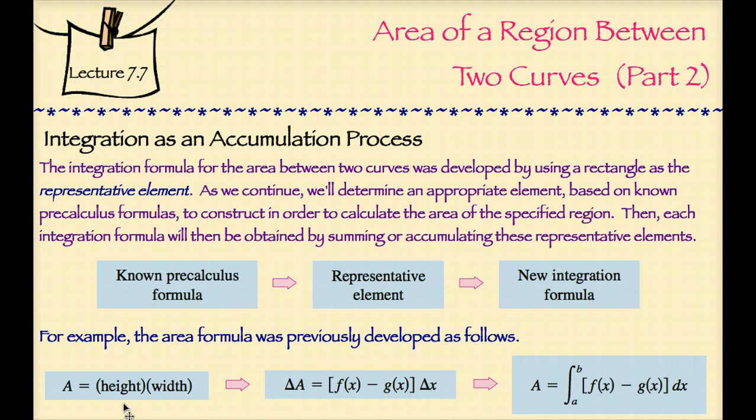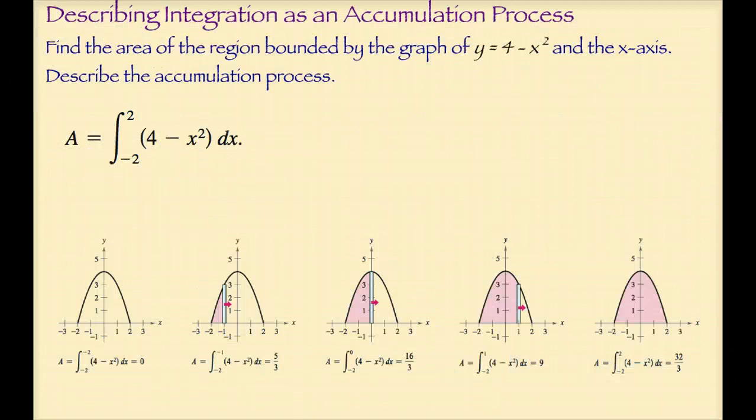We had the area of a rectangle, which was height times width. Applying this to our curve, we knew that the height of the representative rectangle was the difference between the two function curves. The width was the change on the x-axis, delta x. And of course, this generated the integration formula, the integral from a to b of f of x minus g of x dx. In this example, we're going to understand how integration works as an accumulation process.